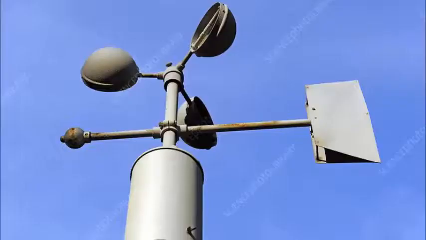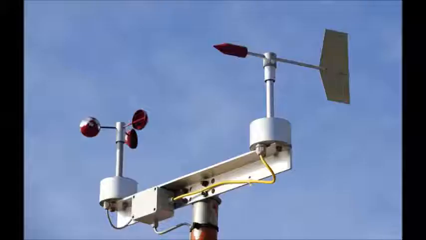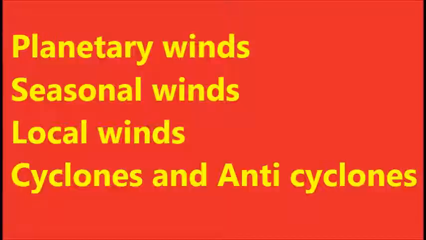The direction of the wind is shown by an instrument called wind vane or weather cock. The instrument anemometer is used to measure the speed of the wind. Winds are classified into four major types. They are planetary winds, seasonal winds, local winds, cyclones and anticyclones.